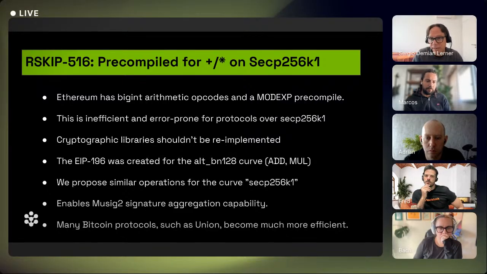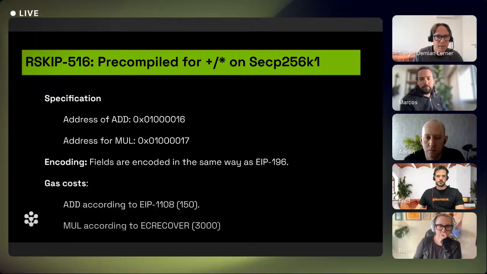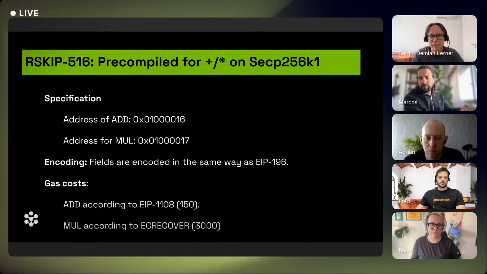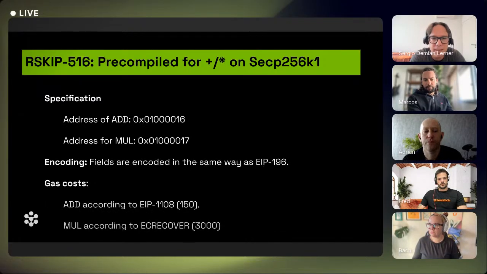It's very technical, very focused. It doesn't affect any other part of the Rootstock system. It's just a precompile that any contract can call and make use of. Yeah, I think that's okay. So the specifics are, there are two new addresses that will hold these new methods.